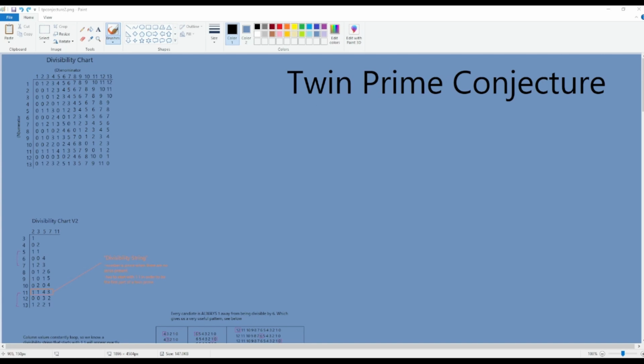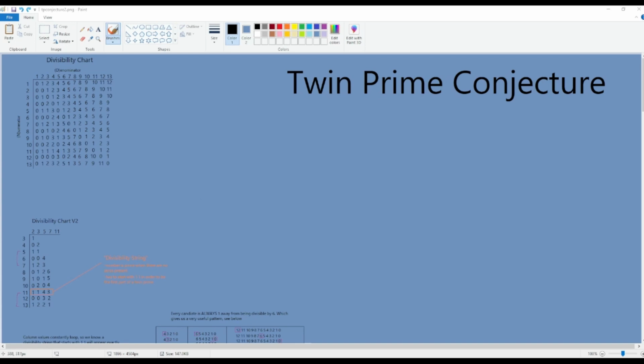The twin prime conjecture states that there are an infinite number of twin primes, and a twin prime is a pairing of prime numbers that are two apart. So, for example, 5 and 7, and 11 and 13. Those are two examples of twin primes.